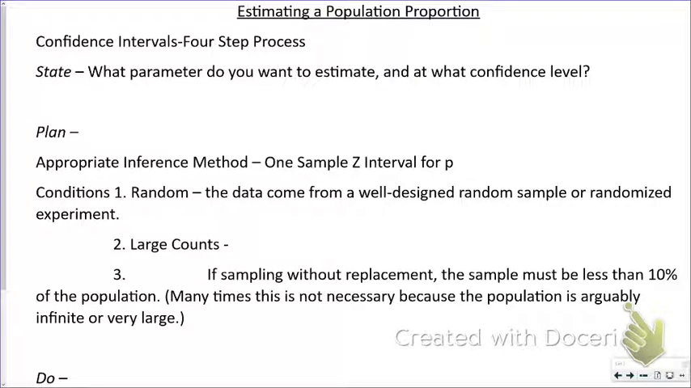In stats today, we looked at how to construct a one proportion confidence interval. So we are starting out on this lesson looking at the four-step plan, or four-step process, in constructing an interval.